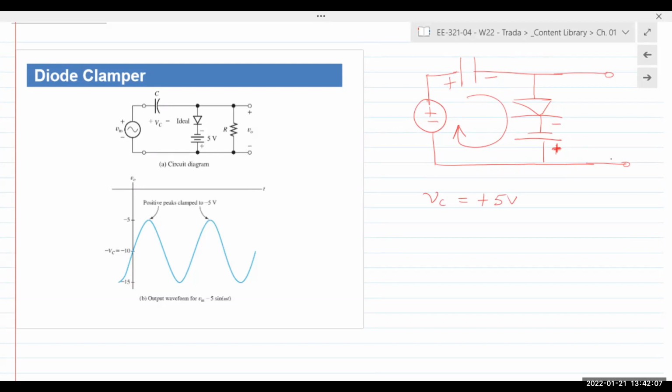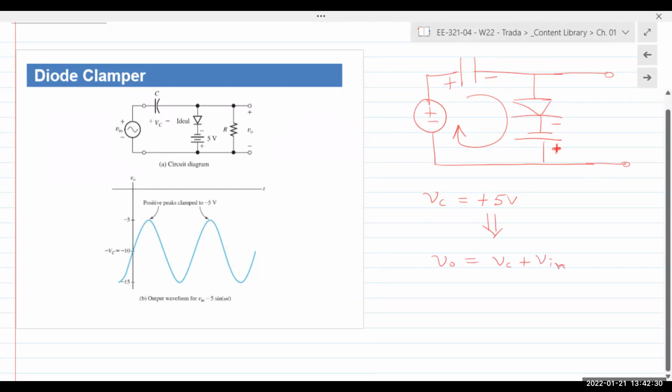Then in the negative half cycle, what happens? We have the battery that prevents the diode from turning on. In the negative half cycle, this 5 volts with the capacitor is added. So V out goes to VC plus V in.